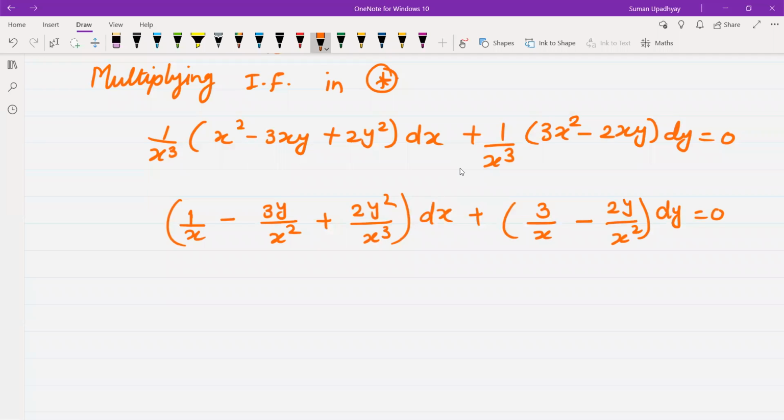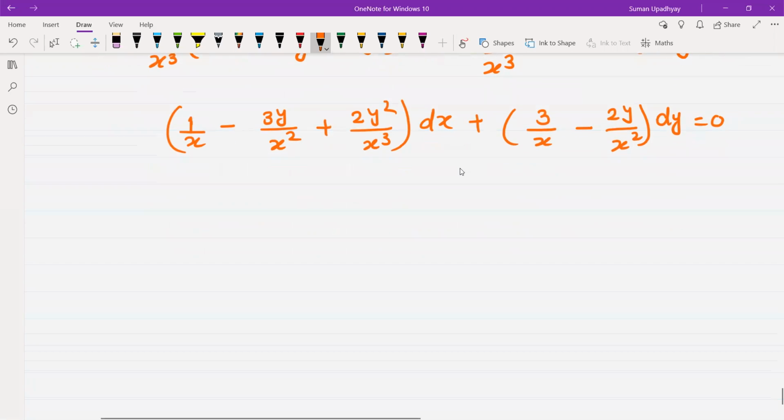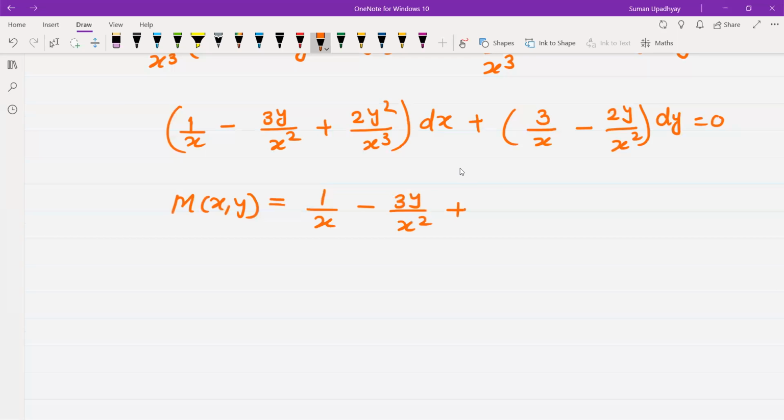Is it clear to all the kids? What did I do over here? I multiplied 1 upon x cube inside. So now new M and N you all have got. Forget about the old M and N. Now new M and N you have got, so that you are going to consider. So M is 1 upon x minus 3y upon x square plus 2y square upon x cube, and N is 3 upon x minus 2y upon x square.